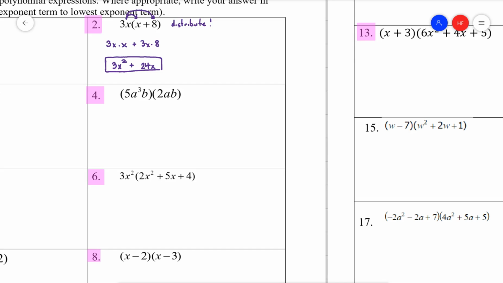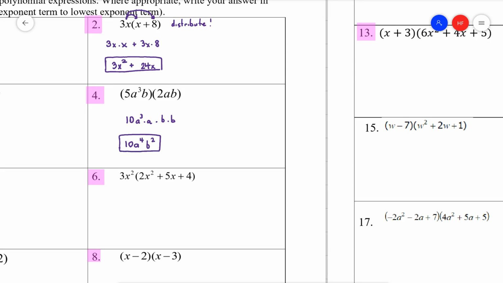On number 4, we are multiplying two monomials. So it looks like they have a bunch of terms, but remember, terms are only separated by plus or minus. So I have 5a cubed b times 2ab. So we're going to take 5 and 2, the two coefficients, and multiply them, which gives us 10. A cubed times a times b times b. So that's 10. A cubed times a, we're going to add those powers together, a to the 4th, and b times b is b squared.